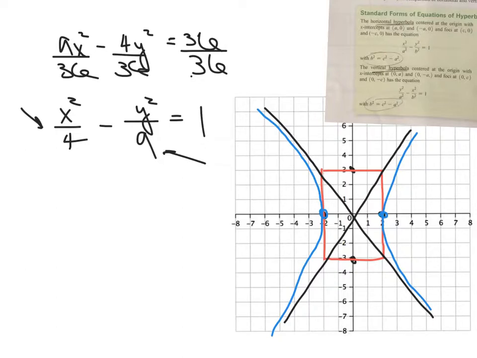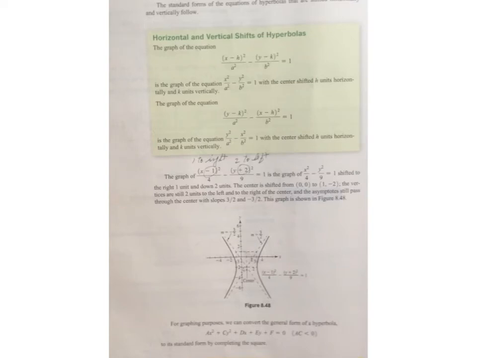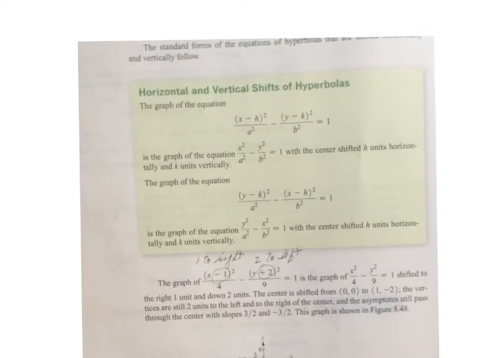Okay, so let's look at what happens when we have a shift, when my graph is not on the origin. So let me get a picture here, and we will kind of go from there as far as having a little bit of a change in our formula here. And there's our book, and there are our vertical and horizontal shifts. Let me make this bigger here.